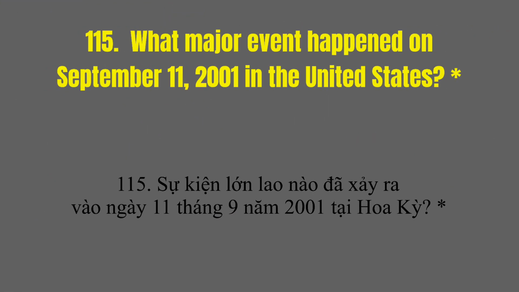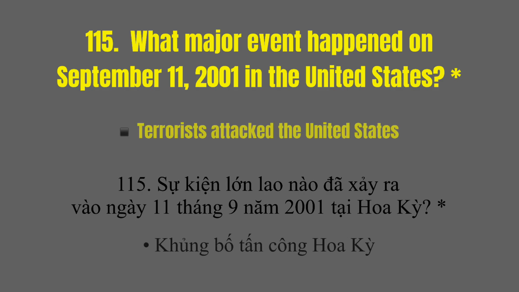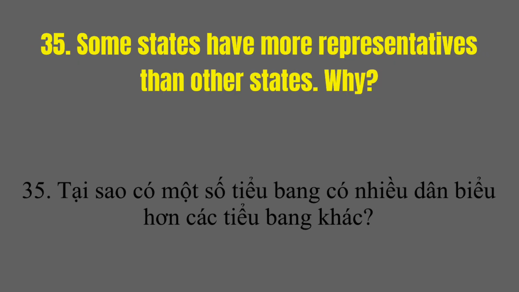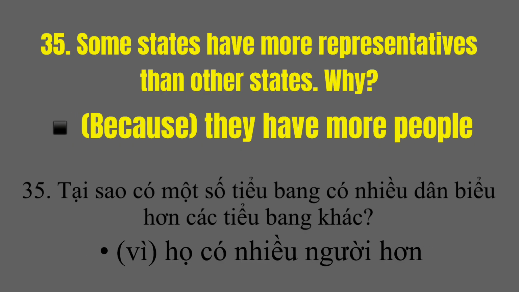What major event happened on September 11th, 2001 in the United States? Terrorists attacked the United States. Some states have more representatives than other states. Why? Because they have more people.